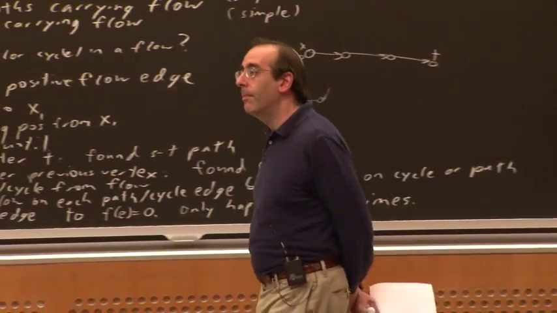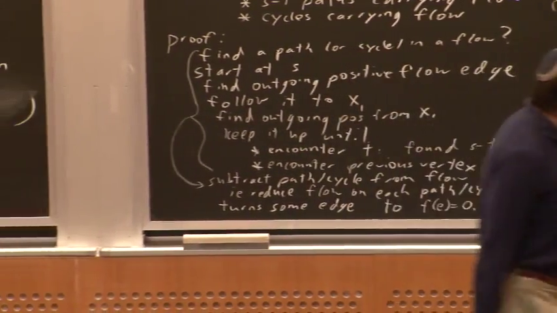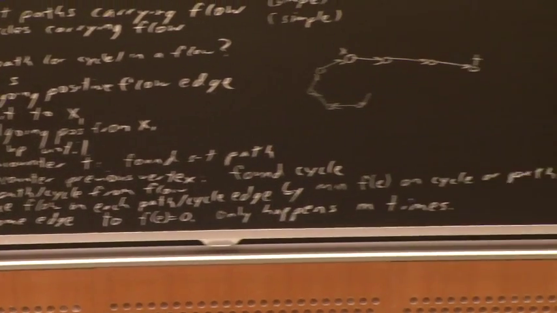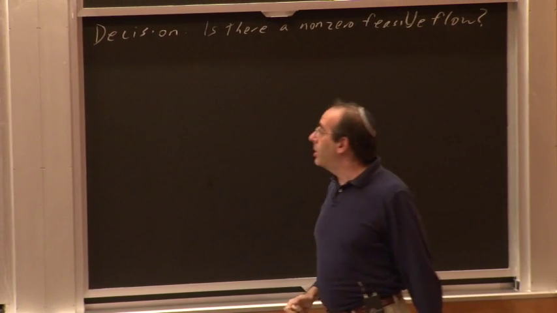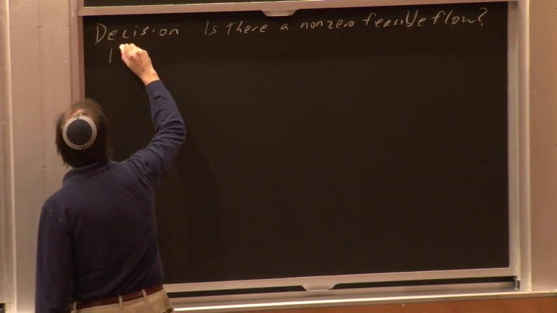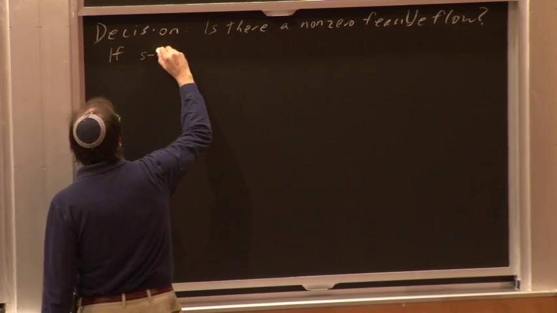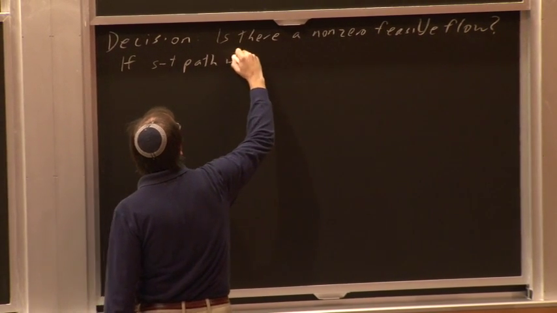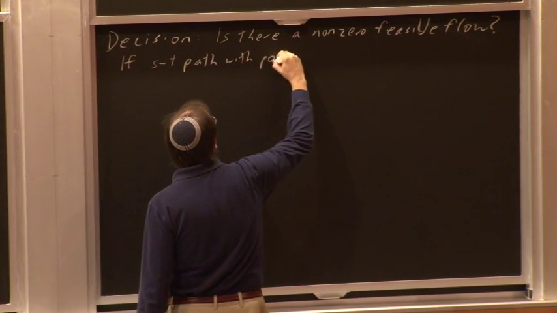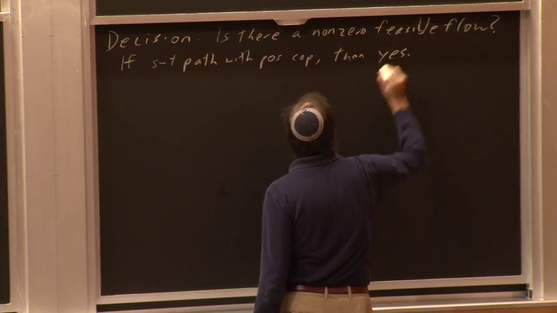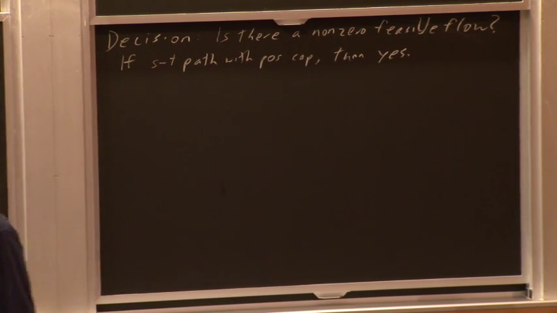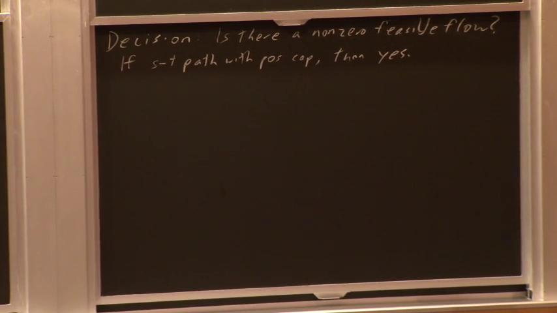So if we want to ask whether there is a non-zero feasible flow, an obvious question to ask is, is there a path? So if there is an S-T path with positive capacity, then yes, there is a feasible flow that is positive, right? We just discussed that. You take that path, you put the flow on that path, and you're done.